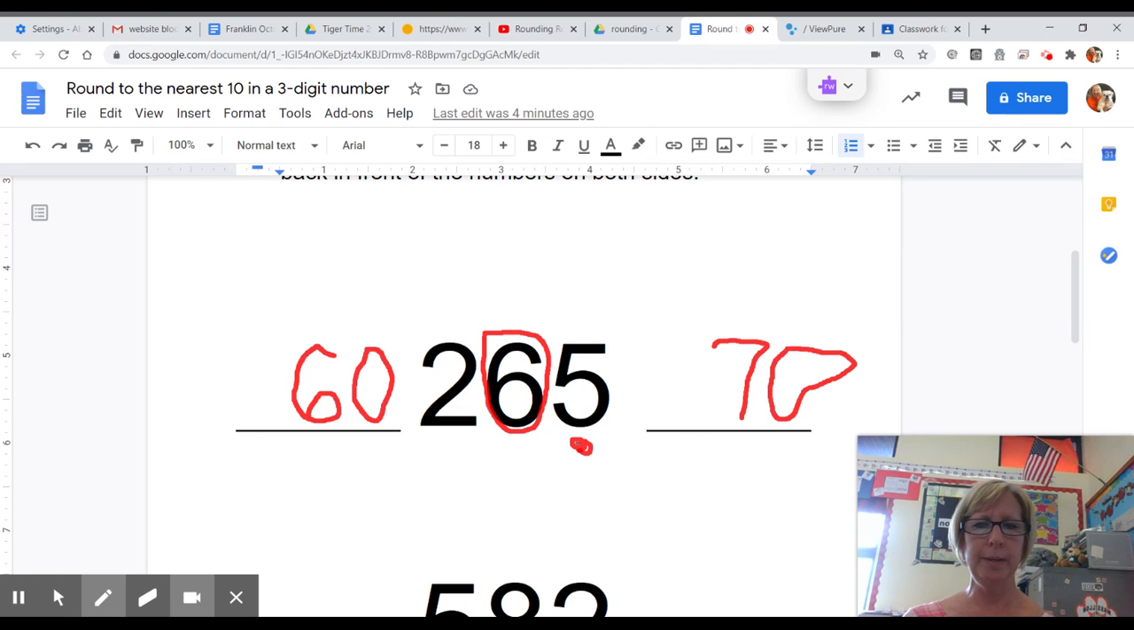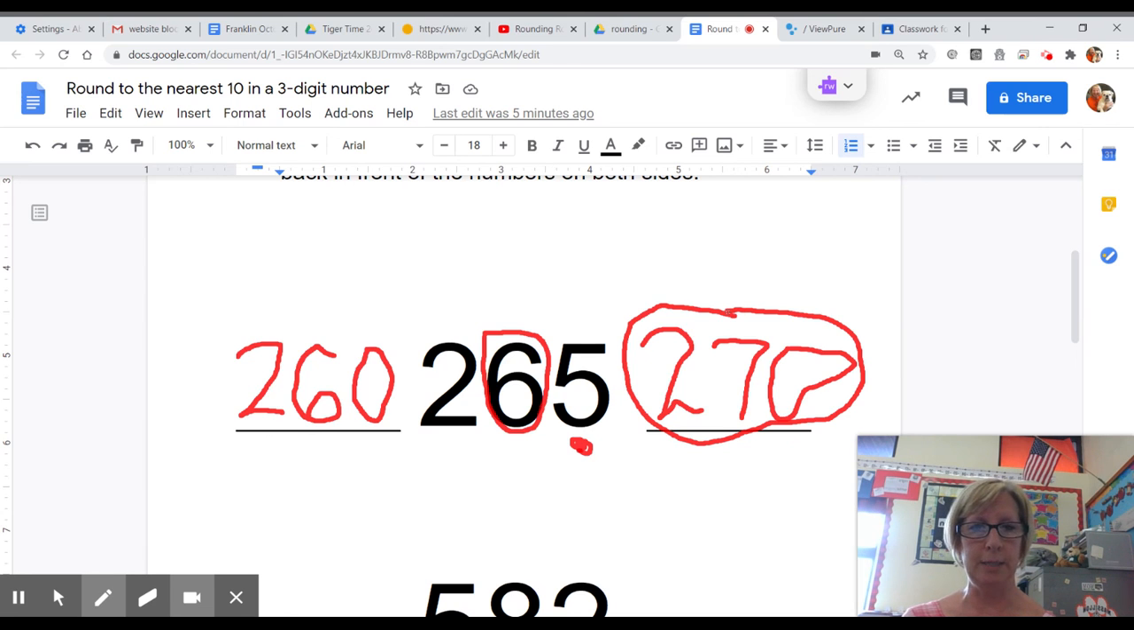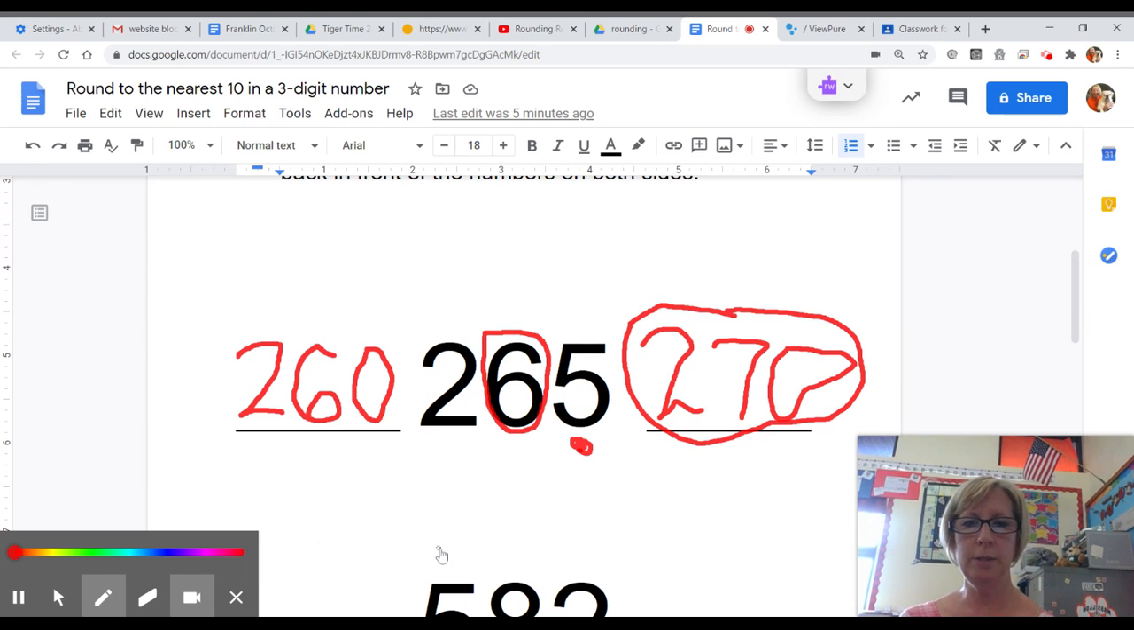But wait a second, my number is 265. So here's where you go back and you add in that digit in the hundreds place. Doesn't change. 65 is between 60 and 70. The 5 is greater, so we go up to 70. So 265 is rounded to 270. All right, let's see if we can do another one.